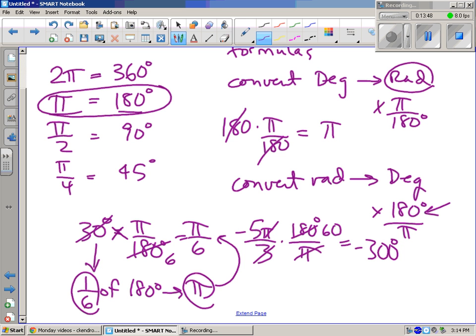Okay, so that would be a negative angle. You'd go down for that one. All right, let's talk about how do we draw these angles.